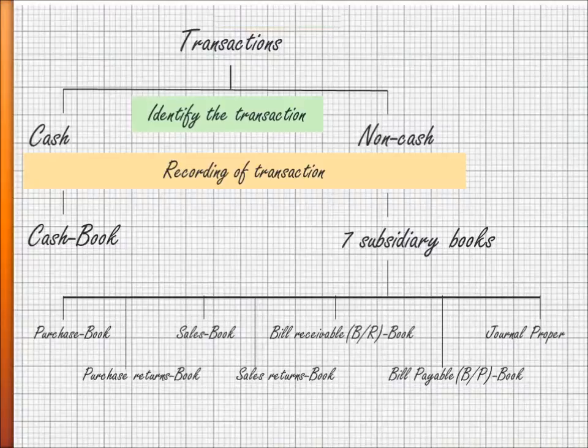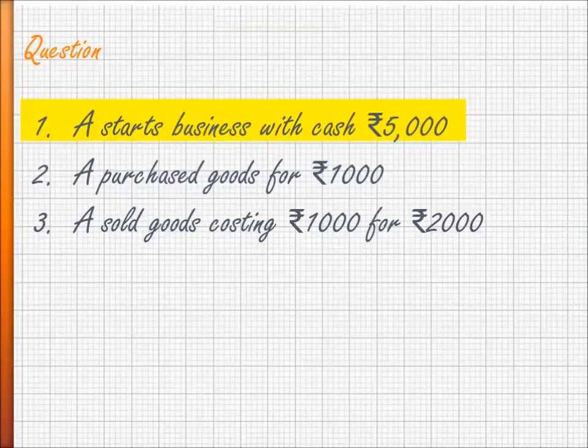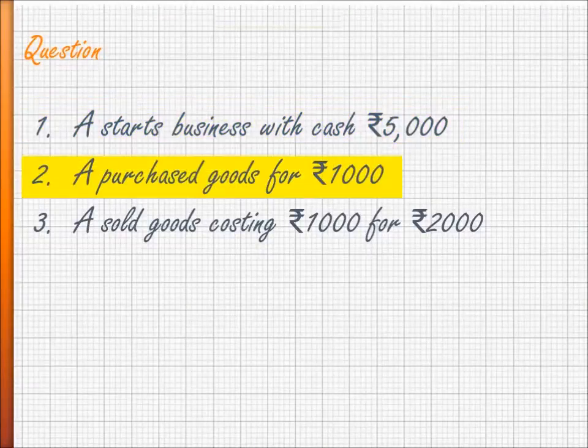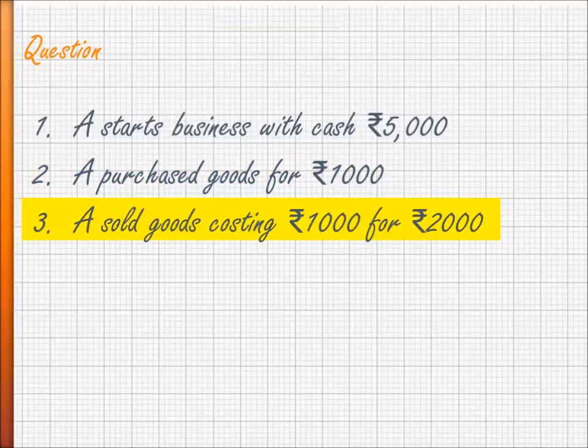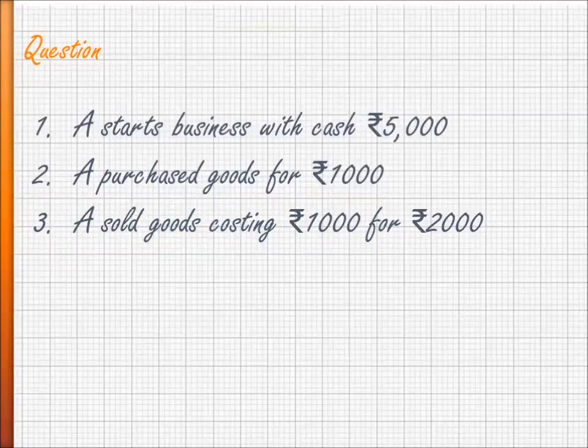And how to make a journal entry? You know it very well. You have already done so many questions. So let's take the practical question. The same question. A starts business with cash rupees 5,000. A purchased goods rupees 1,000. Sold goods costing rupees 1,000 for rupees 2,000. These are the three transactions during the year in a firm.